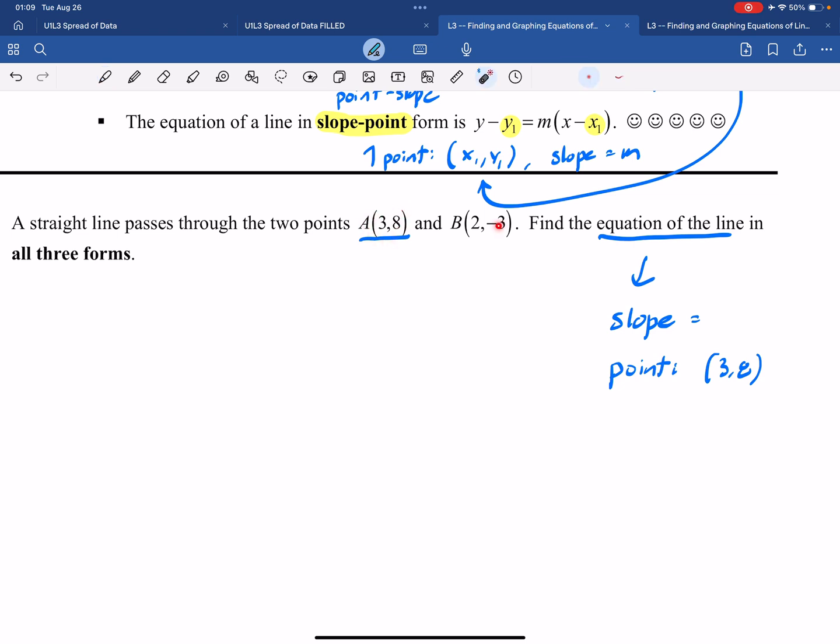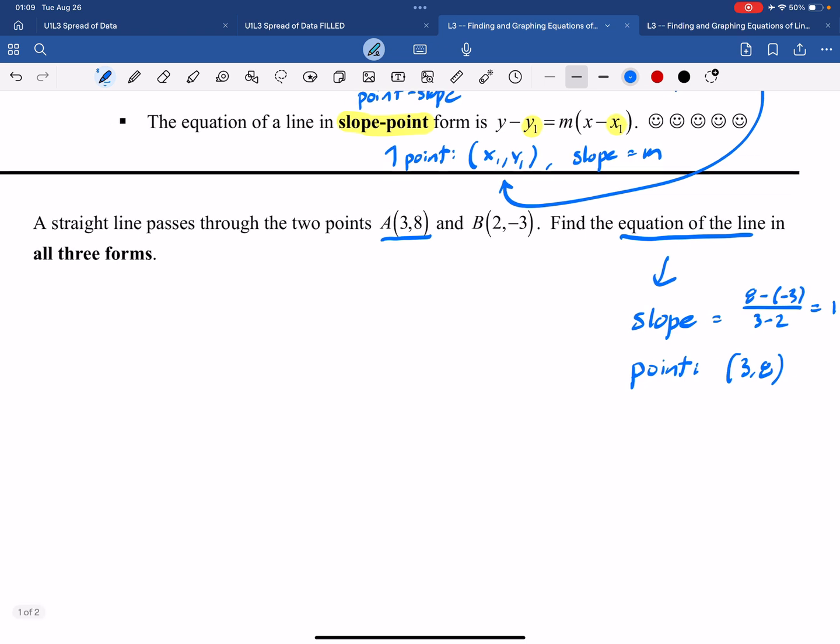I'm gonna do 8 minus -3 over 3 minus 2, okay? So the slope we have to compute, that's 8 minus negative 3 over 3 minus 2, and that's 11, because it's 11 over 1. Okay, now, because I have that, I'm going to use point slope, right? That's the beauty of point slope, is you can write anything in point slope form if you have those two things. So we're going to go y minus 8 equals 11 times x minus 3.